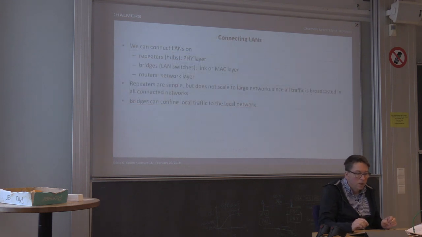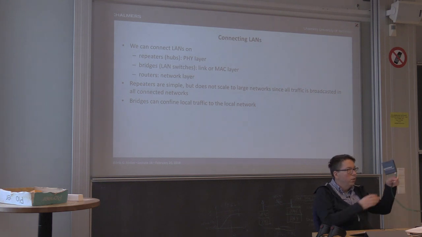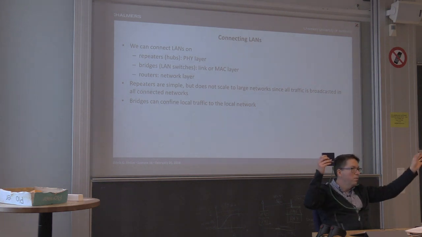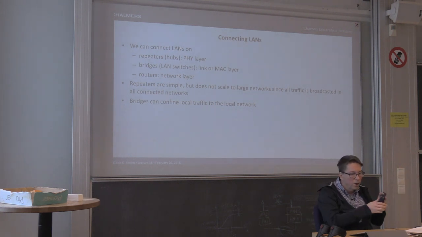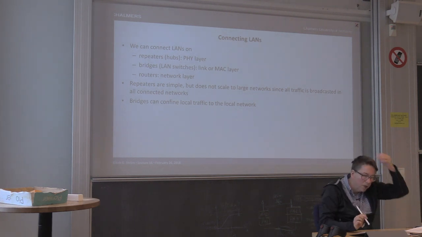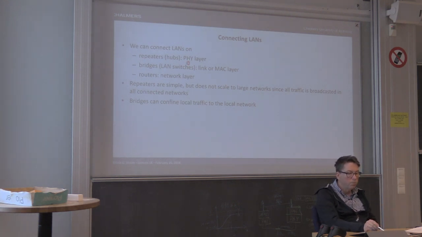Okay, so we want to connect LANs, and we do that by doing this. We can have one switch, we can have several switches, and we connect them together and form bigger structures. So how does that work? Well, we can connect LANs in three different ways. We can use repeaters, which is basically electrically connecting cables together, so hubs or repeaters. This is connection on the physical layer. We connect the physical cabling with each other.